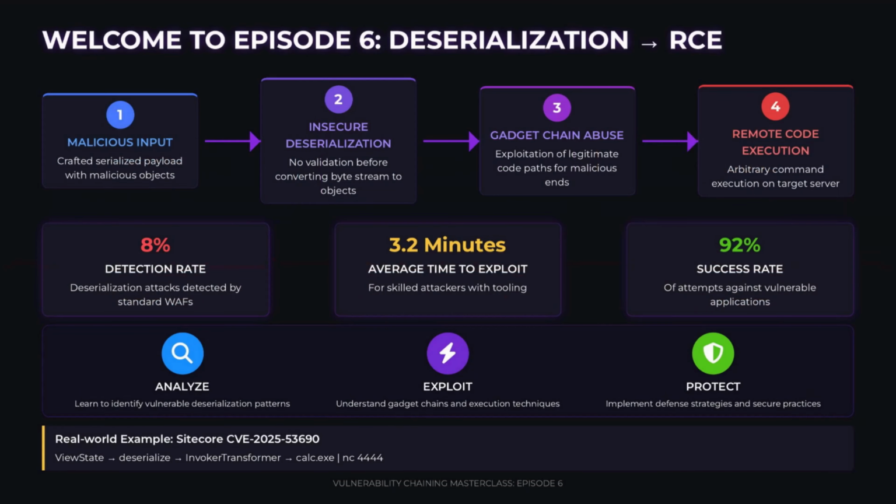Here's today's roadmap. Step 1. Malicious input. Attacker crafts a serialized payload. Step 2. Insecure deserialization. The app blindly processes it. Step 3. Gadget chains. Legitimate code paths linked for malicious ends. Step 4. Remote code execution. The attacker runs arbitrary commands.